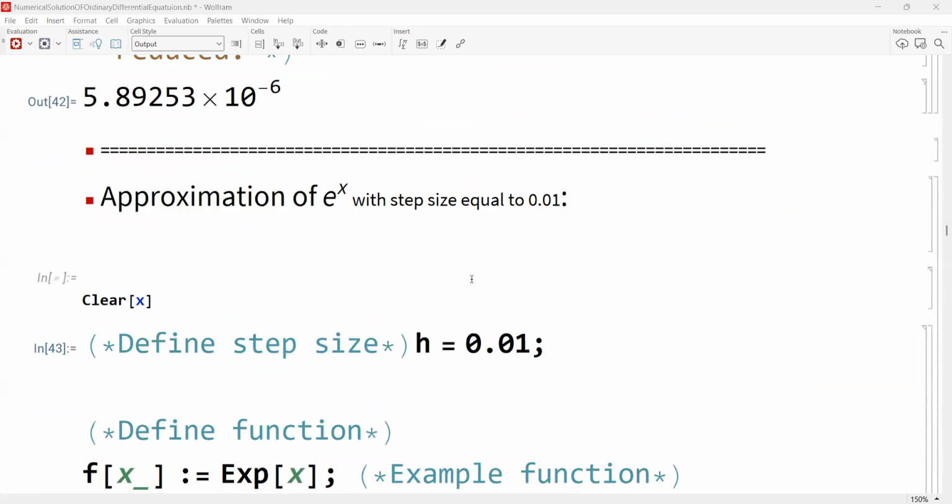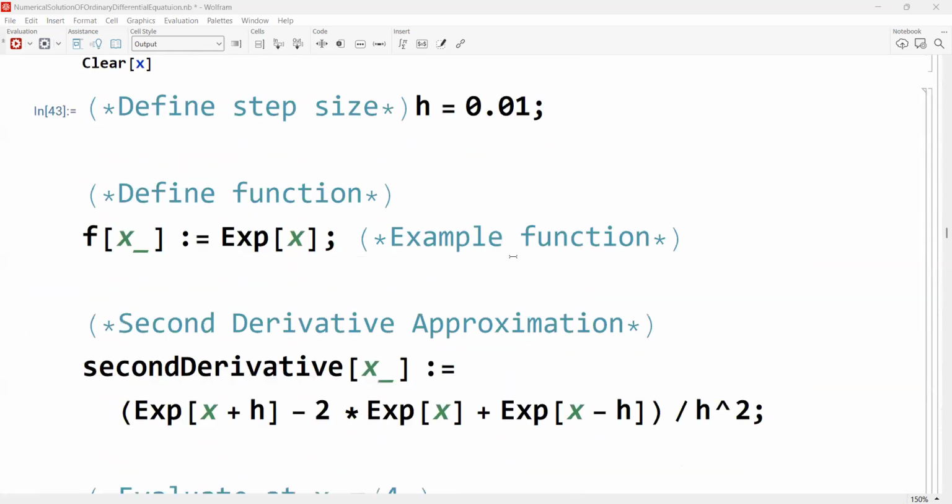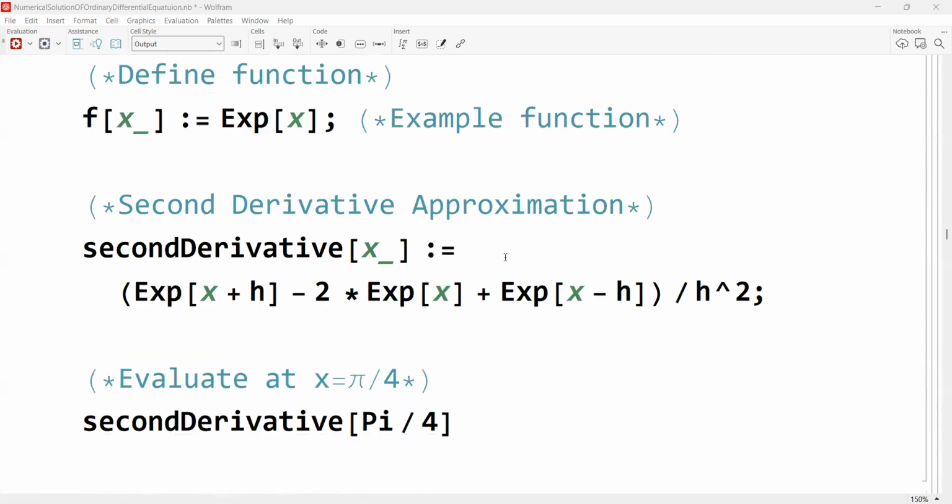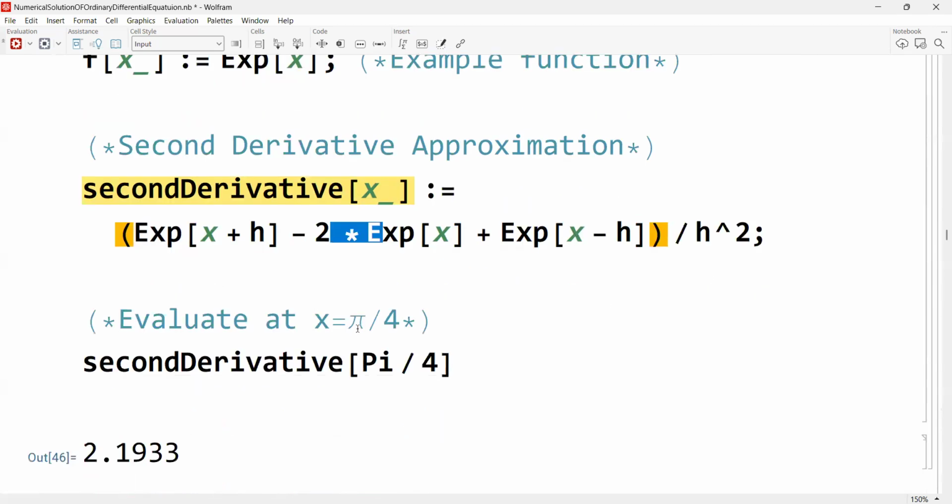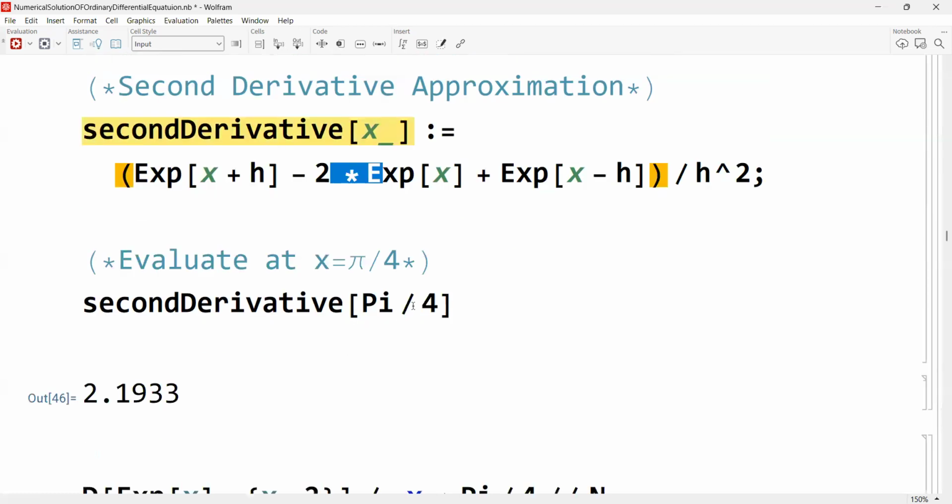So approximating e to the x with the step size equal to 0.01. This is the exponential of x. So we have an example function here, and the second derivative here is the approximate value: f of x plus h minus 2 times f of x plus f of x minus h, divided by h squared. So evaluate at x equal to pi over 4, the second derivative at pi over 4 here.